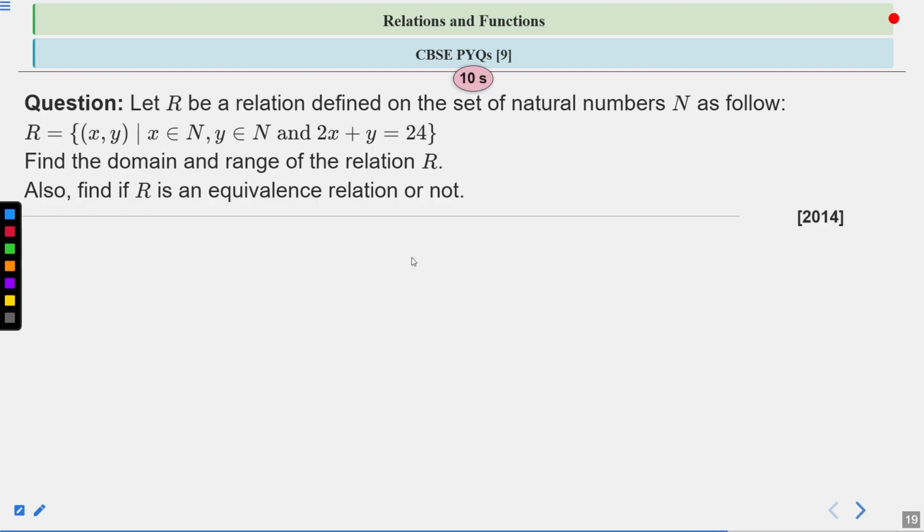So you have 10 seconds to solve or think about this question. After that, we will discuss the solution part. Okay, let us move to the solution part. Before that, first we have to check whether the given relation is an equivalence relation or not. We know the conditions of equivalency: the relation R must be reflexive, symmetric, and transitive. And also we have to find the domain and range. What is the domain? Domain is x and range is y.